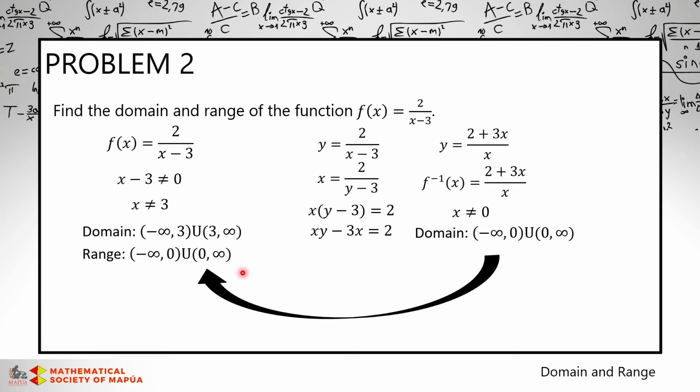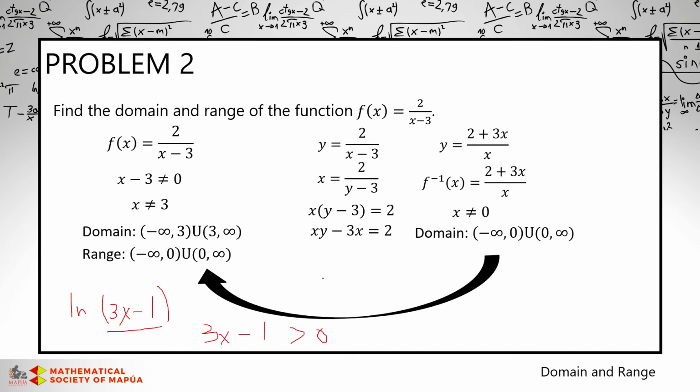Pag ln naman, dapat yung loob ng ln, yung laman ng ln. So, let's say for example, ln of 3x minus 1. So, yung laman ng ln should be greater than 0. Okay, kasi pag tinry nyo i-calculate, ln of 0 is math error. So, dapat 3x minus 1, ang magiging domain mo is 3x minus 1 is greater than 0.